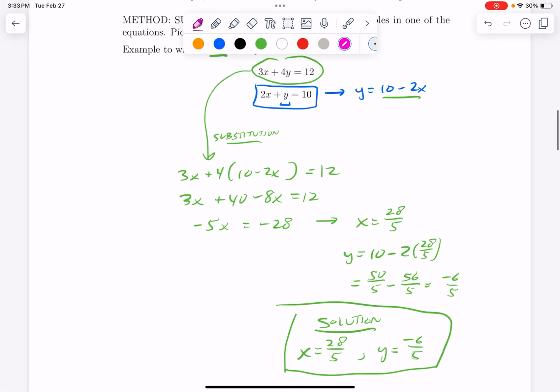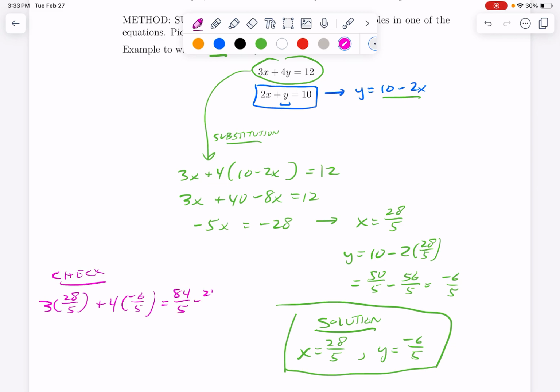And whenever you have enough time, it's a good idea to check. The first equation says 3 times x plus 4 times y is supposed to be equal to 12. If I work through that, that's 84 over 5 minus 24 over 5, which is 60 over 5, which is 12. The second equation says 2x plus y. That's 56 over 5 minus 6 over 5, which is 50 over 5, which is 10. That also checks.